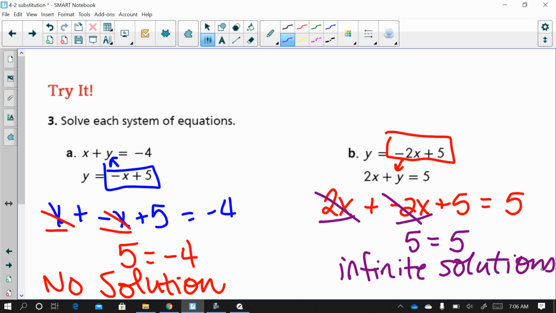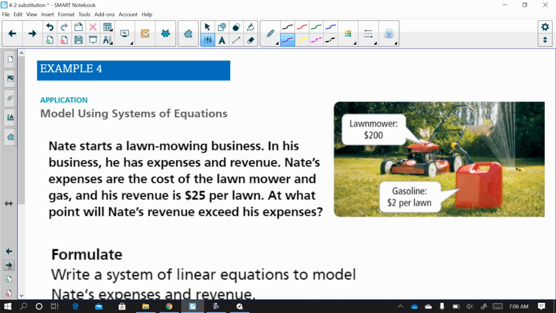Okay. Good morning. All right, one more word problem. So Nate starts a lawn mowing business. In his business, he has expenses and revenue. Nate's expenses are the cost of the lawnmower and the gas, and his revenue is $25 per lawn. At what point will his revenue exceed his expenses? Okay, this is saying, at what point is he actually going to start making money instead of losing money?